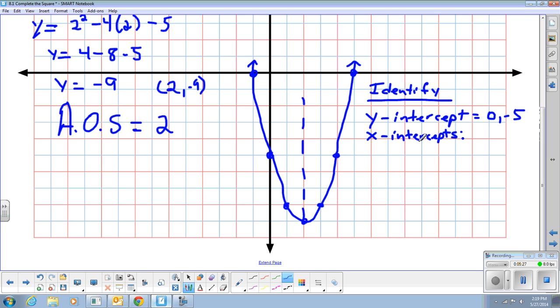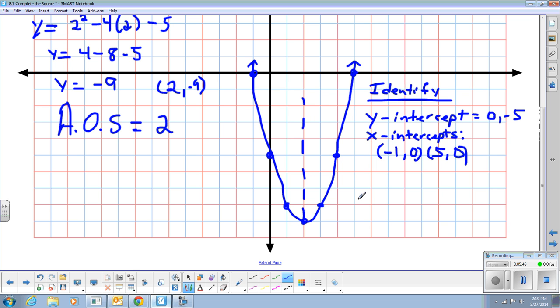And you're asked to identify x-intercepts. So when I look here at my x-intercepts, I have one that's at (-1, 0), and then I have (5, 0). So I have two x-intercepts.